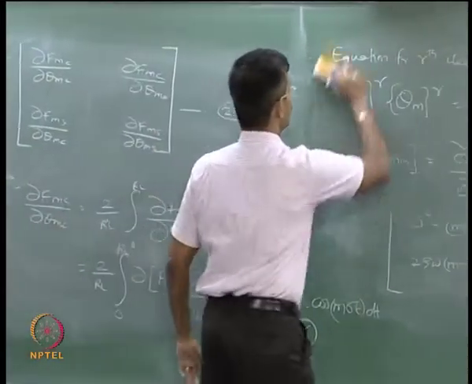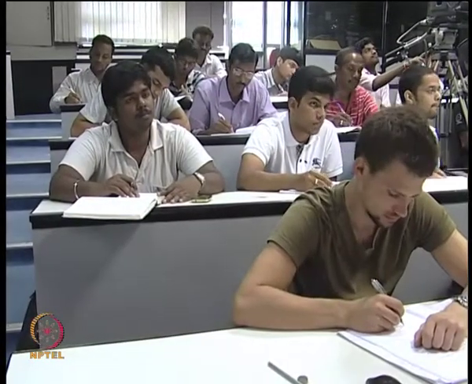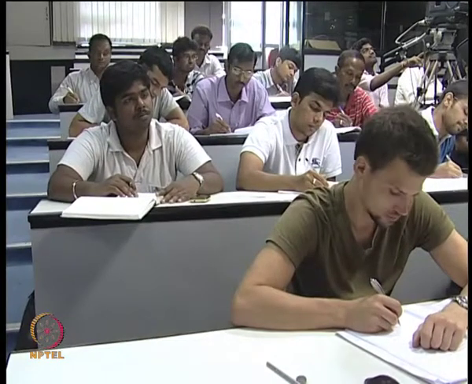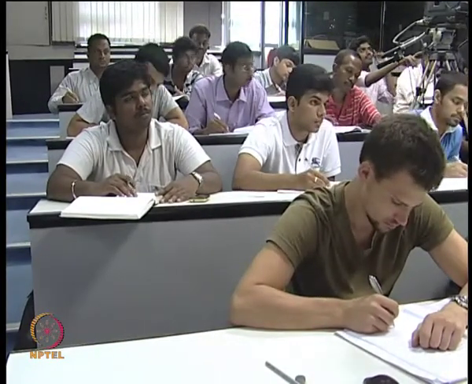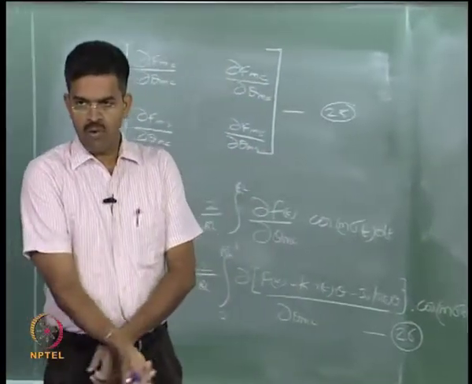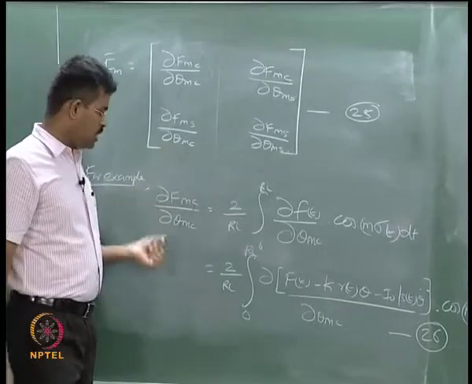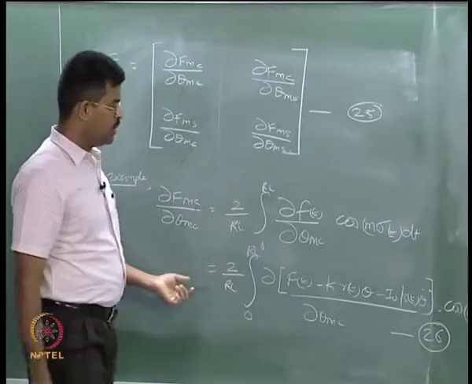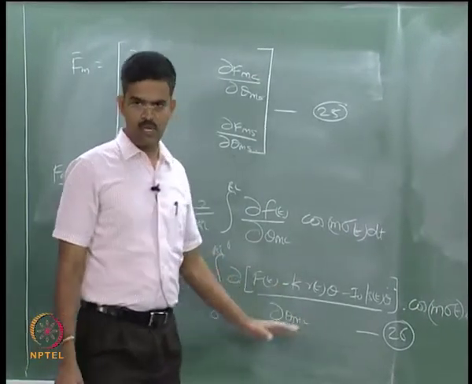So, we are now setting the equation for an rth iteration which involved certain derivatives of Jacobians. We are trying to explain those derivatives here from the original equation of motion rearranged in the frequency domain. That is what we are trying to do here.